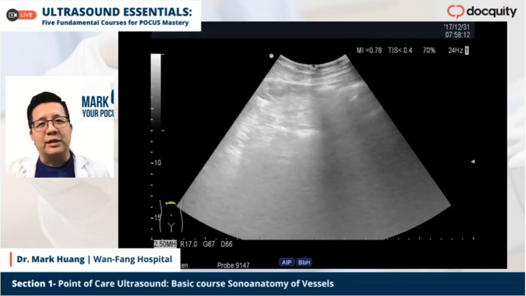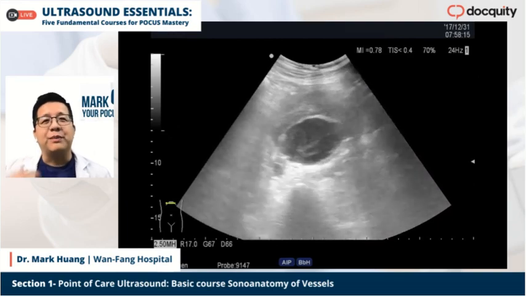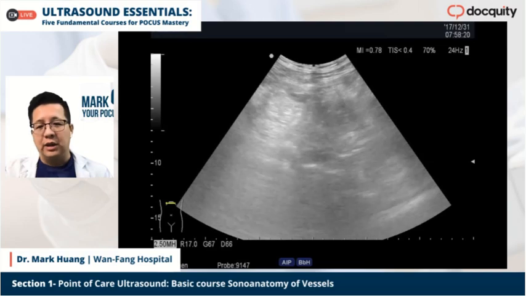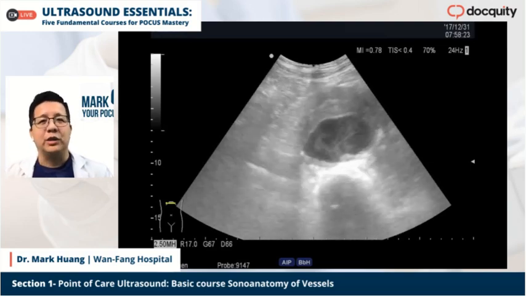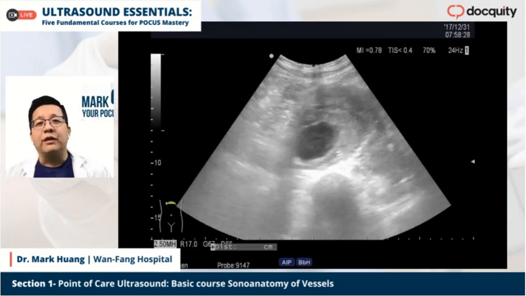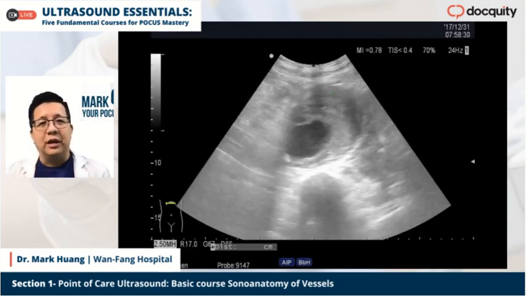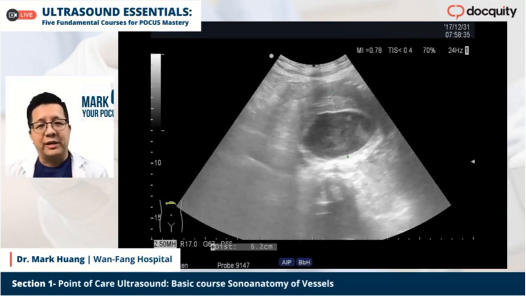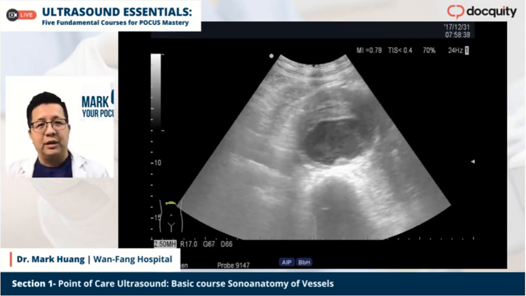So let's look at the image. When you put your probe on the patient's abdomen, you can see this image. What is the pathology? It's very simple. It's an abdominal aortic aneurysm and a rupture. And I start to measure the diameters. But this patient is lucky because it is only in the very early stage, just ruptured and within the intramural layer. So we saved this patient.